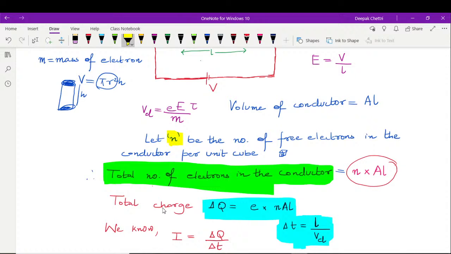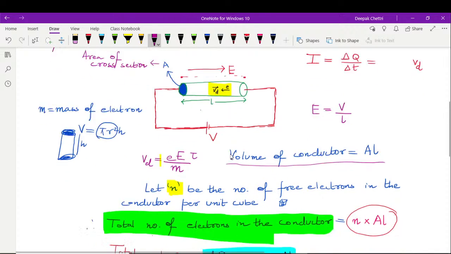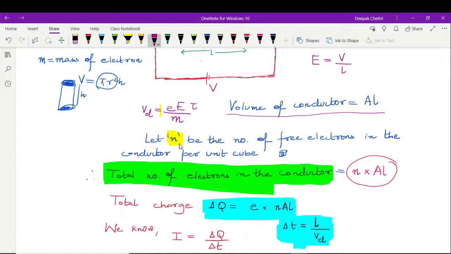This Vd is the drift velocity of the electron inside the conductor. The conductor that I have taken has a length of L and the area of cross section is A. So the volume of the conductor will be A into L. Now let small n be the number of free electrons inside the conductor per unit cube. In a small unit cube, the number of free electrons is small n.